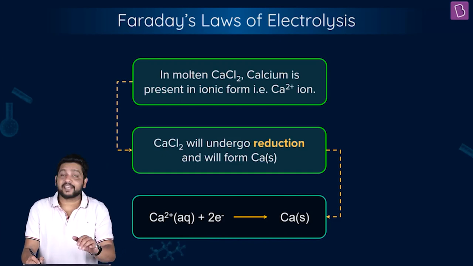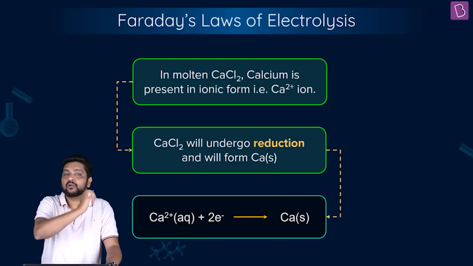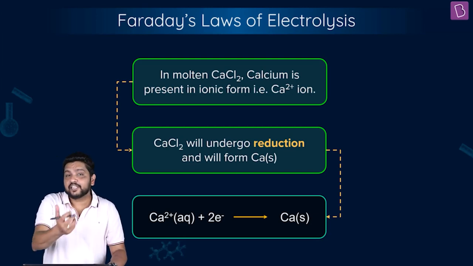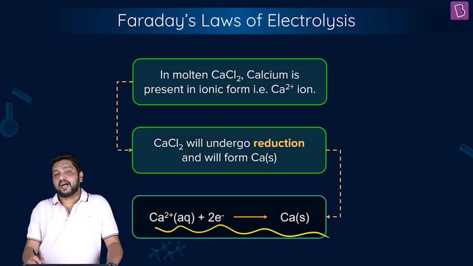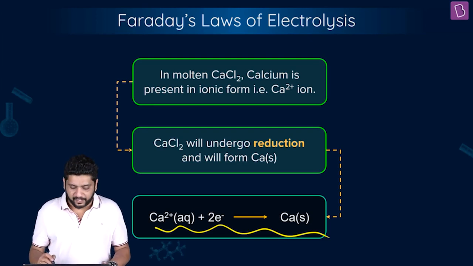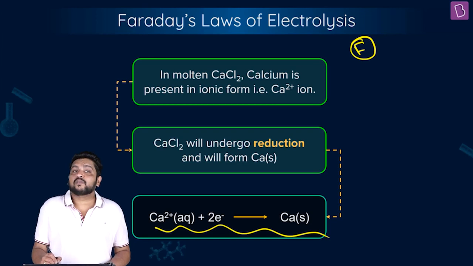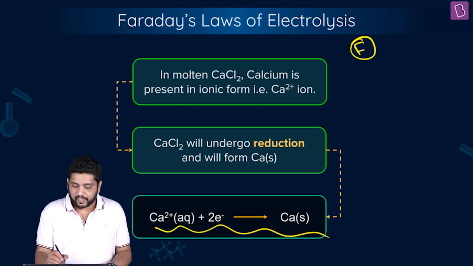So here what is happening is that you have molten CaCl2, in which Ca2+ ions are going to go towards the cathode, get reduced and convert into calcium, right? So this is the reaction that is taking place. Calcium 2+ ion takes up 2 electrons and converts into calcium atom, right? Now what is Faraday in the first place, right? So what we call as Faraday, there is a logic behind this. I'm going to explain it to you, right?